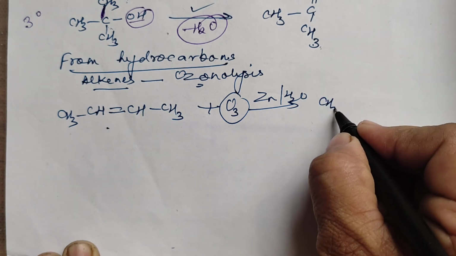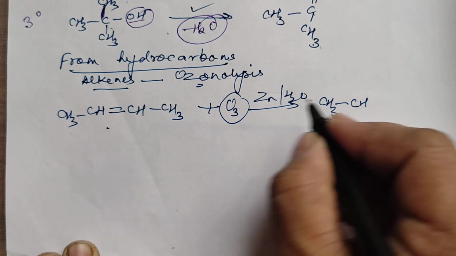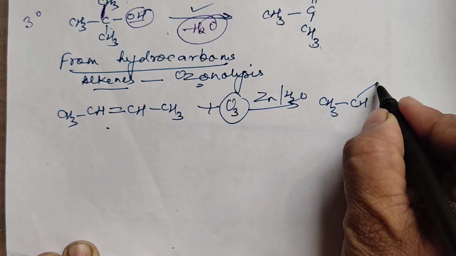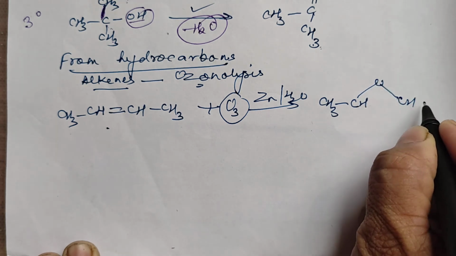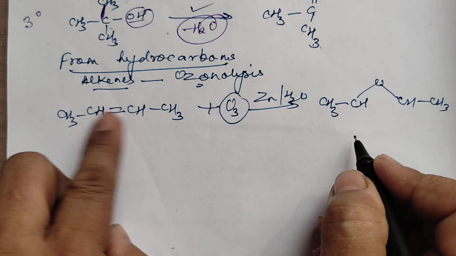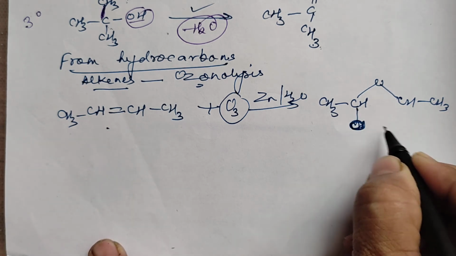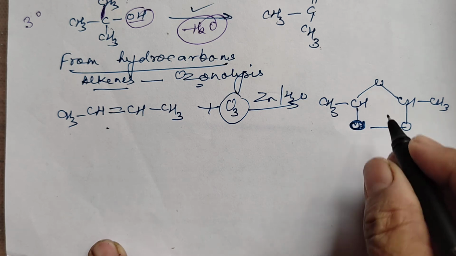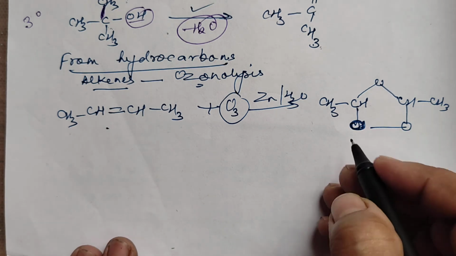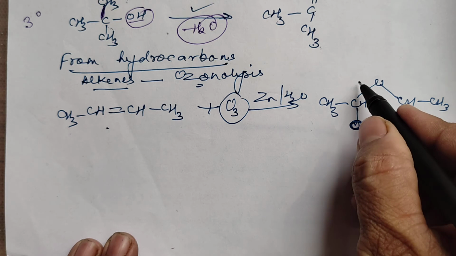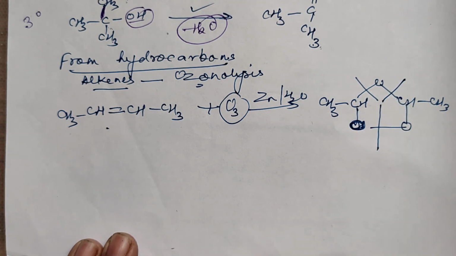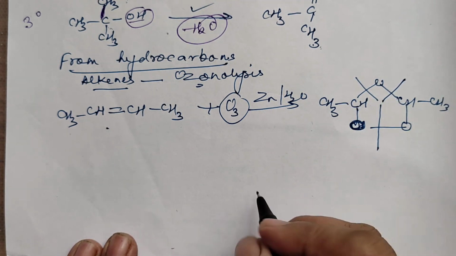So when it gets added on, you will make a structure. You will break two bonds and add ozone in this manner. Break both the bonds which are there between the carbon atoms and add ozone, like this. Then in the presence of zinc it is going to break. So you will break like this, in the form of a Y.